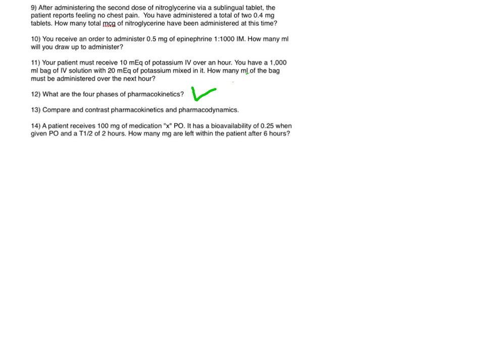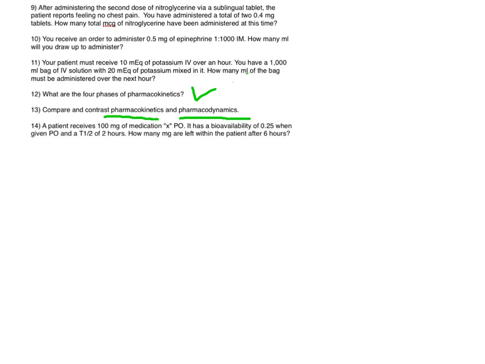And then compare and contrast pharmacokinetics and pharmacodynamics. Remember I said pharmacokinetics is what the body does to a drug, right? As a drug moves through the body, what does the body do to it? How does the drug change? How does it move and change? And then pharmacodynamics is what the drug does to the body. So pharmacodynamics is how a drug actually works, how it acts upon the body, or in some cases how the active metabolites of a medication act upon the body.